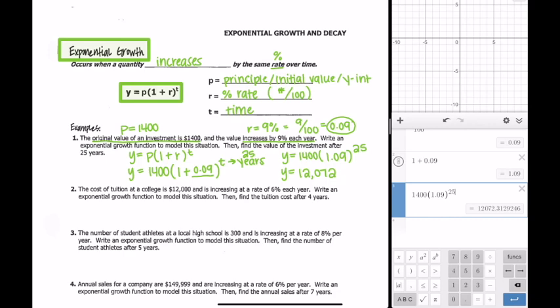And since we're talking about money, we're going to round to 2 decimal places. So I have 0.312. That 2 is not going to round the 1 up, so we're going to leave it as $12,072.31.